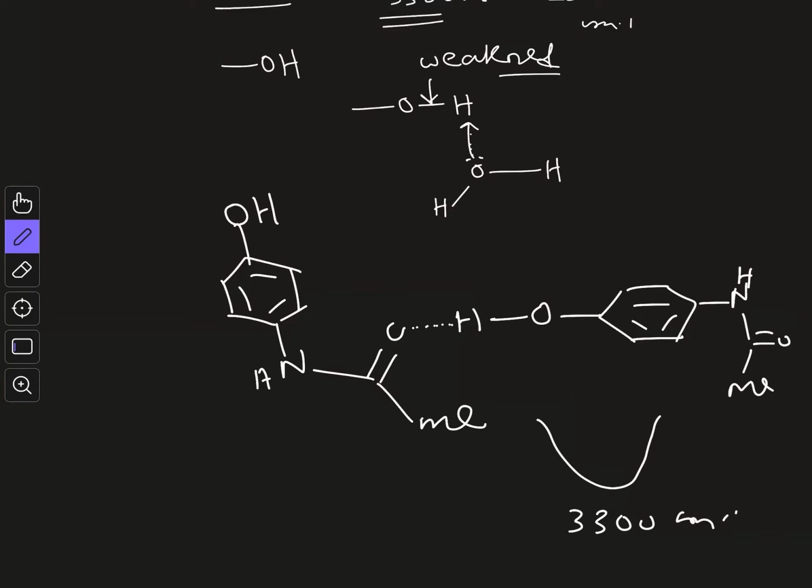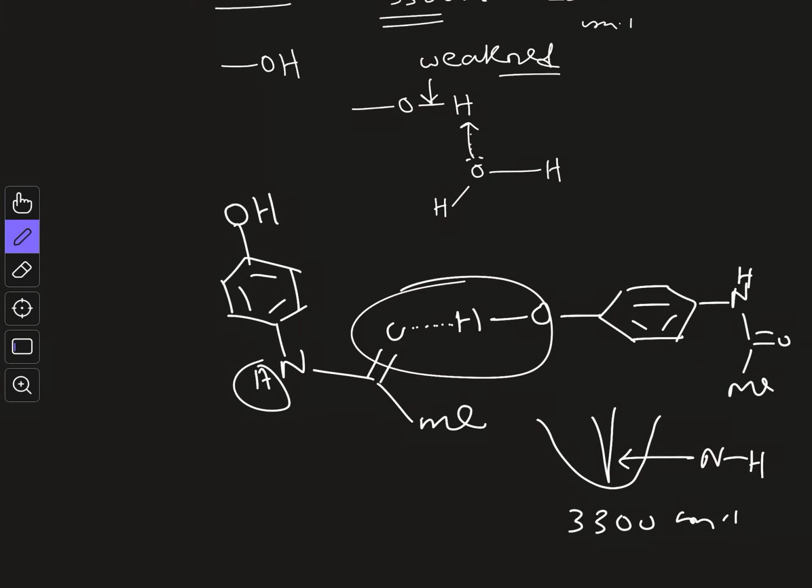Now don't be confused about how we will recognize this NH group. We can recognize this NH group because this NH group will come as a sharp peak. So we can easily recognize this NH group, but at the same time, for this hydrogen bonding interaction, there will be a broad peak for the OH.